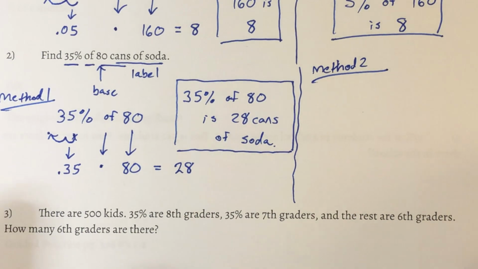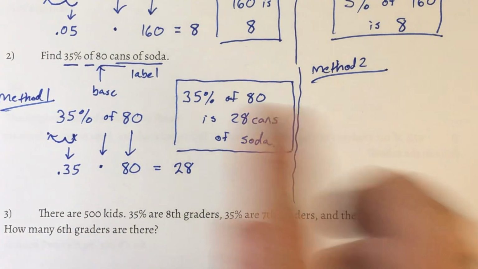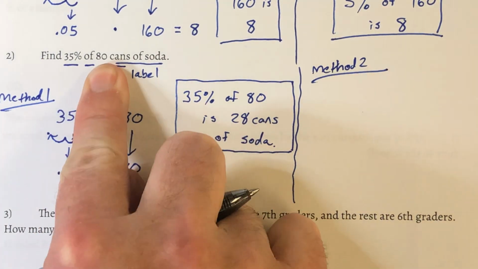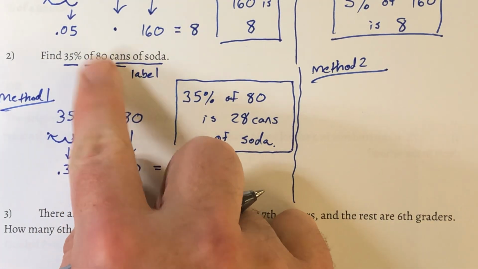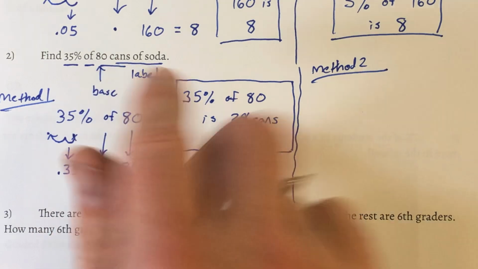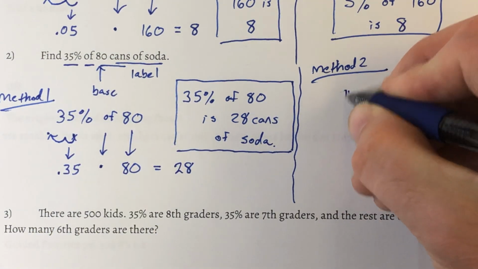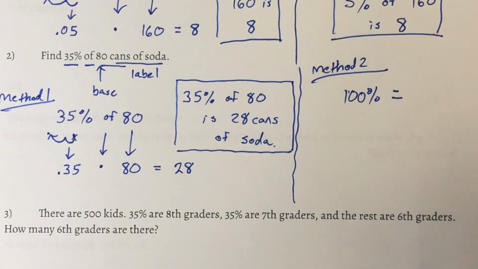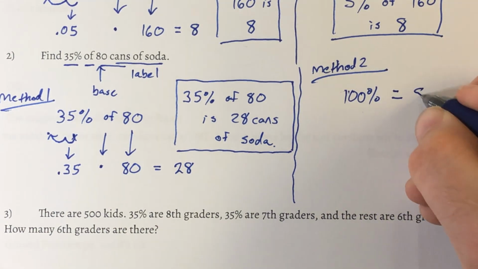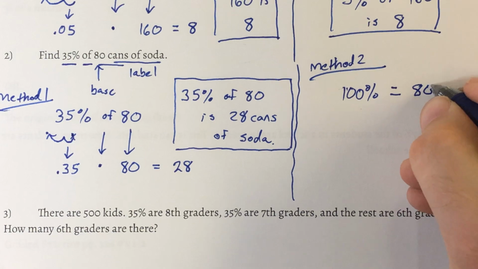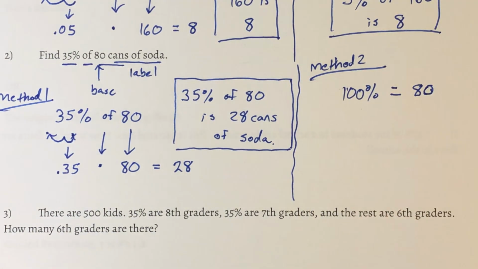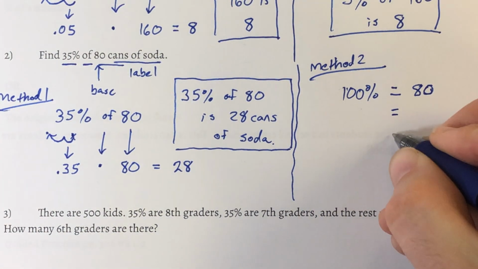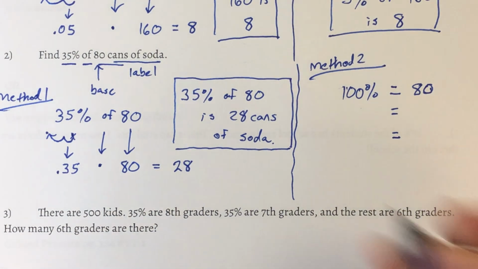So first step, ask yourself, what equals what? I want a piece of this number. That implies that 80 cans of soda is everything, 100%. So we're going to start by writing 100% is, or equals, 80. These two things represent the same thing, everything. What do you want? We want 35%.